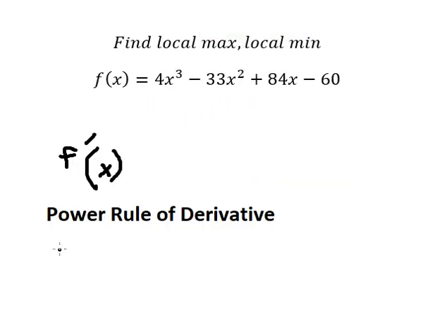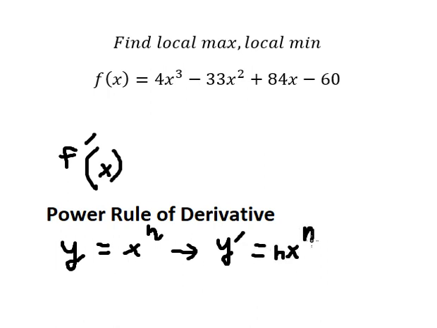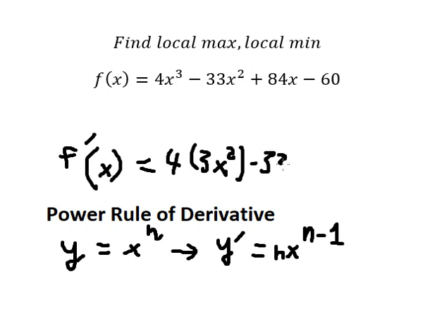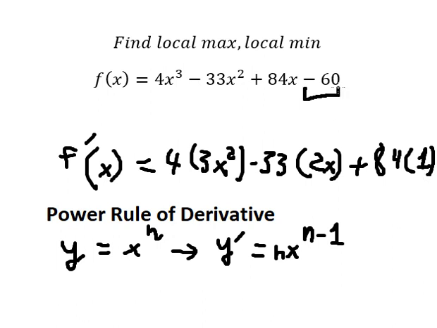That means we have y equals x to the power of n. Then we need to take the derivative first, and we have n x to the power of n minus 1. So this one, that is 3x squared. This one, that is 2x. This one, that is number 1. This one, that is the constant, so you get number 0.